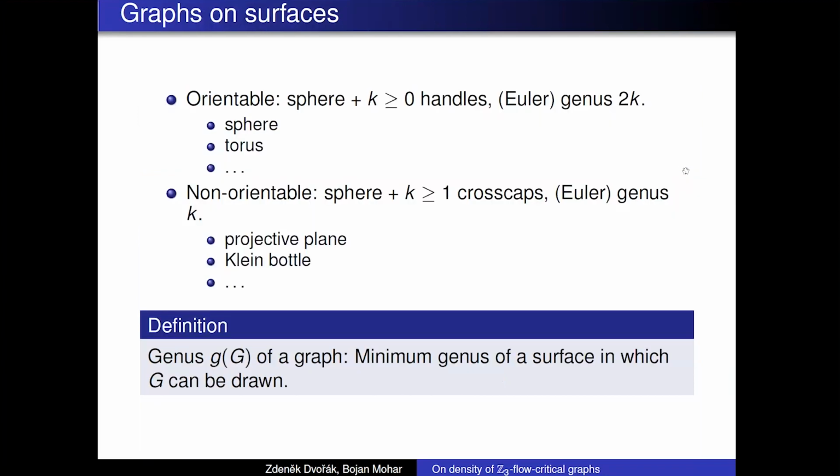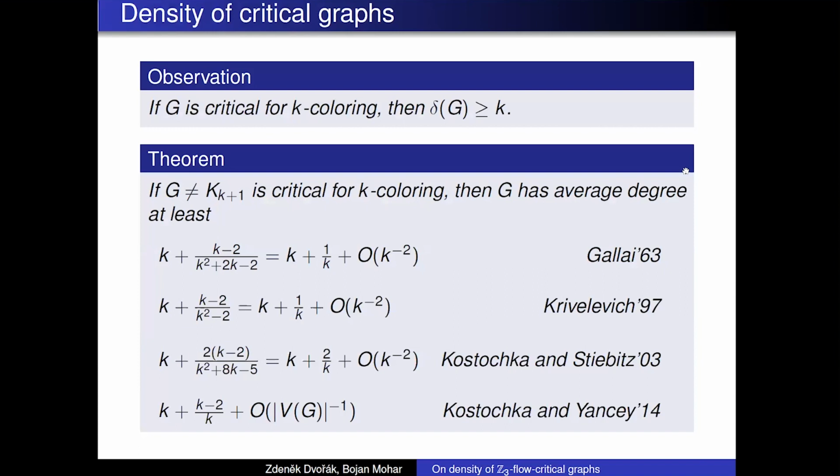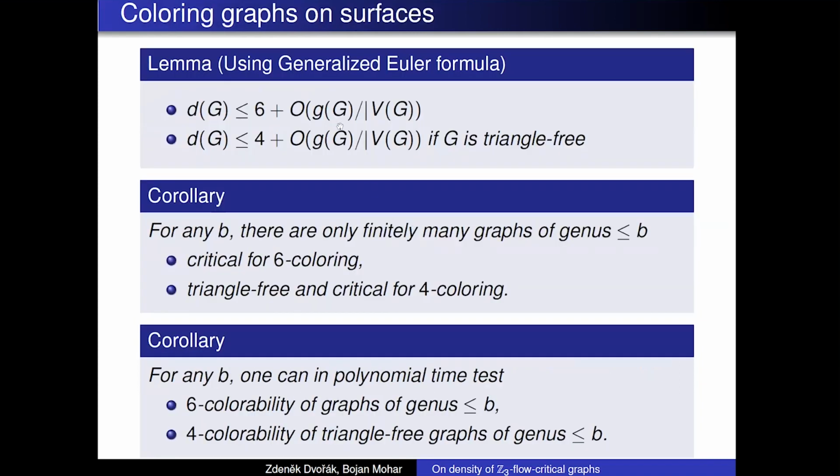And so now, if you compare this with these bounds, so for example, if you consider graphs that are critical for 6 coloring, you see that already by the result of Gallai, their average degree is larger than 6 by this factor of plus 1/6. So if your graph were large enough, then this O of G over N factor would be smaller than this 1/6, and so your graph couldn't possibly be critical for 6 coloring.